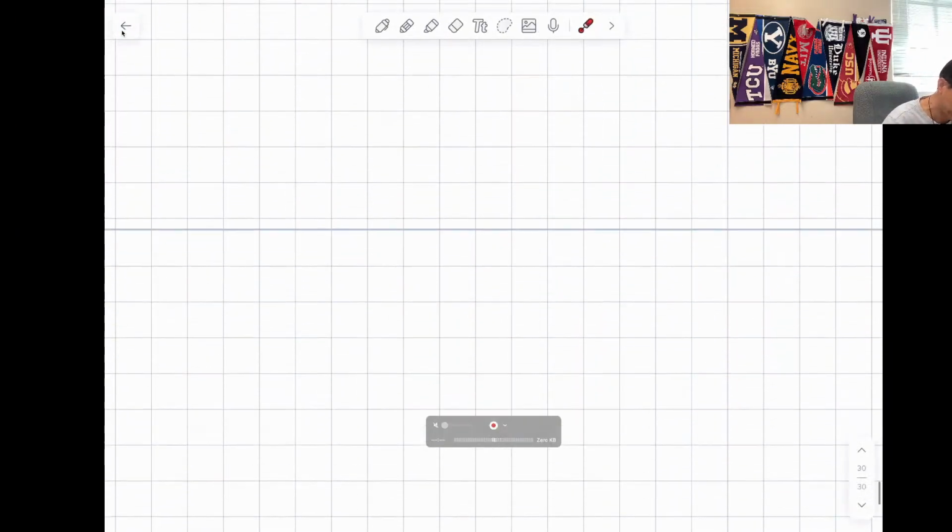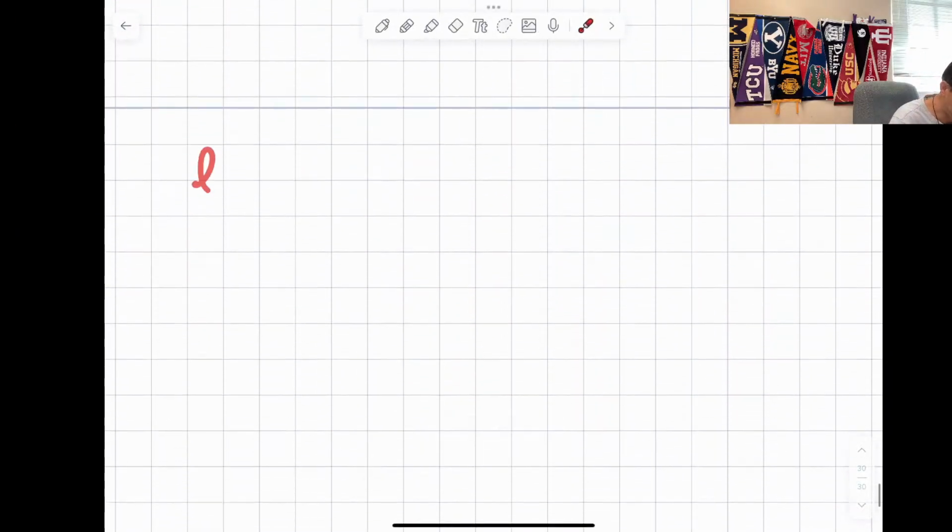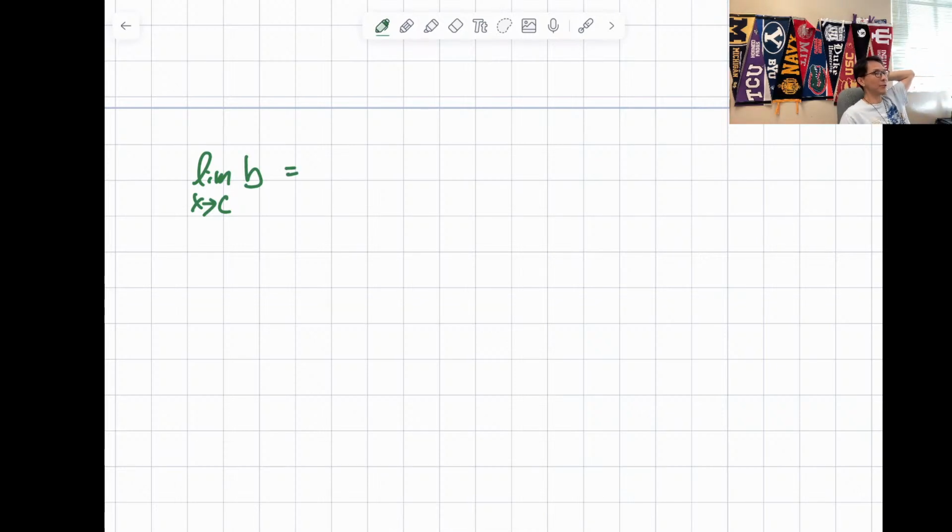All right, so what happens when the limit as x approaches c of b? What do you think is equal to? Now, c and b both are constants. This question, let's see if anybody can figure it out.